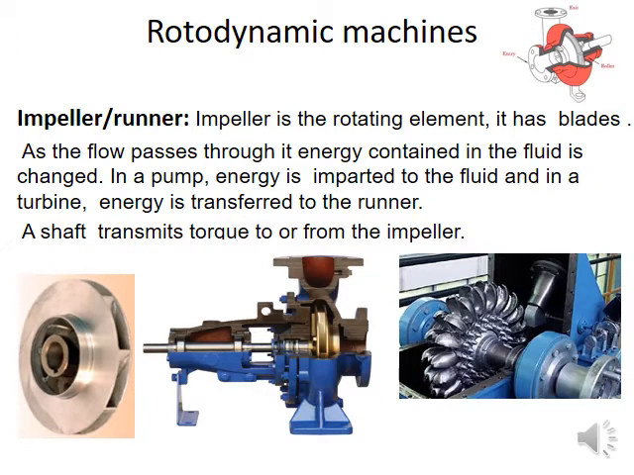Now this is again about rotodynamic machines. From now on, we focus only on rotodynamic machines in this course. As I told, there is essentially a runner or impeller inside the machine. It is the rotating element and it has blades. Now this is an impeller of a centrifugal pump.